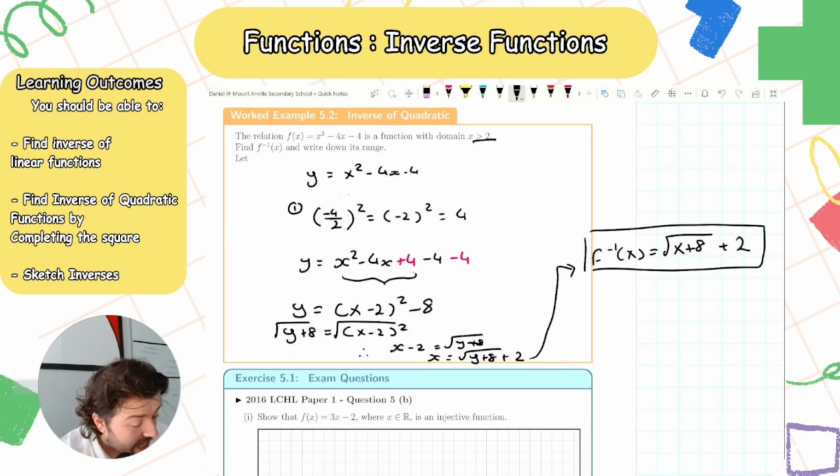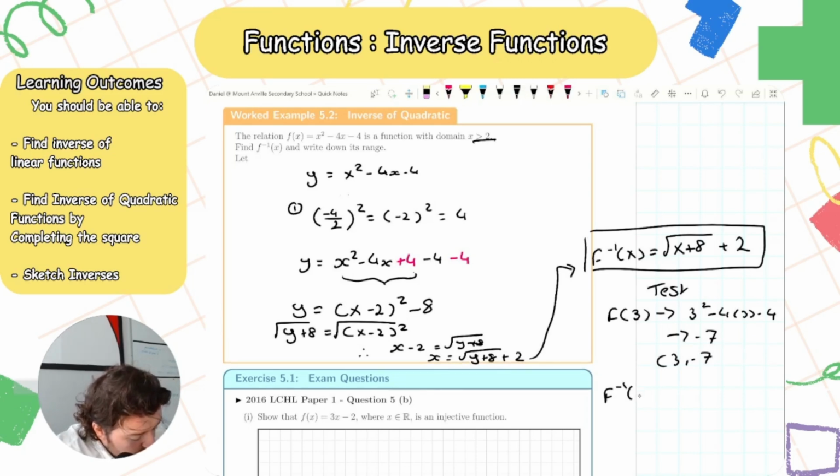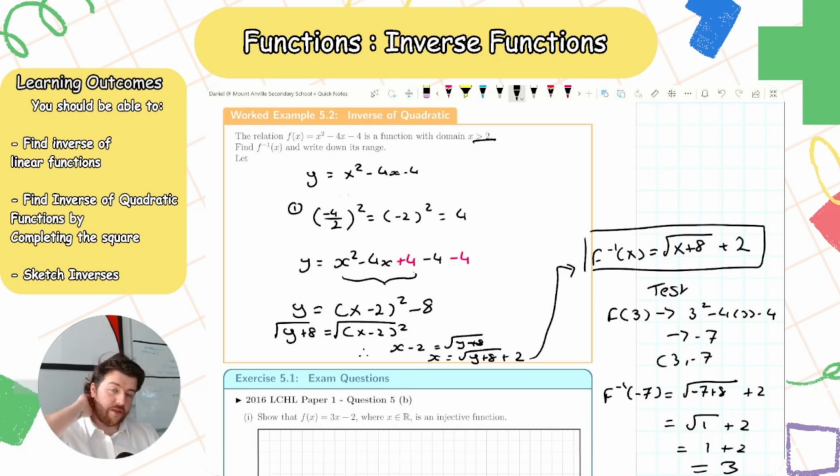So let's test it out. Let me just test f of 3. I test f of 3, I'm going to get 3 squared minus 4 times 3 minus 4, which is 9 minus 12, which is minus 3. So it's going to be minus 7. So if I put minus 7 into my inverse function, I should get 3. So it's going to be square root of minus 7 plus 8, plus 2, which is equal to 1 plus 2, which is equal to 3. So therefore, my inverse function works.